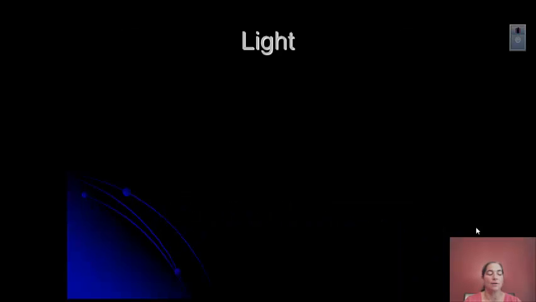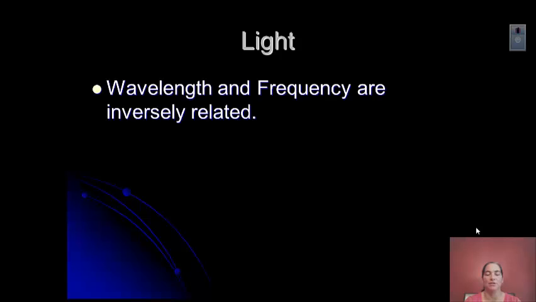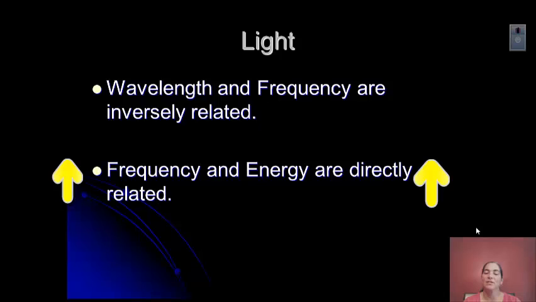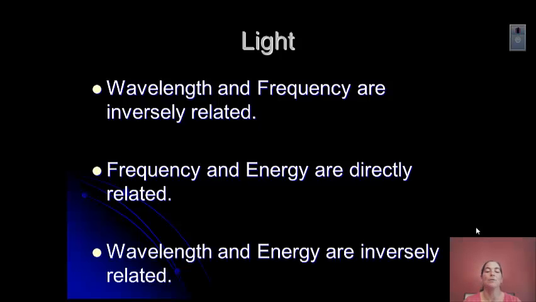All right, so let's look a little bit more at those relationships and just kind of solidify that. So wavelength and frequency are inversely related. One goes up, the other goes down. It's a mathematical relationship. Frequency and energy are directly related. So let's think about what the relationship must be between wavelength and energy. If we know that wavelength goes up and frequency goes down, energy goes down. So if wavelength goes up, energy goes down. They are inversely related. Let's look at a couple of practice problems.